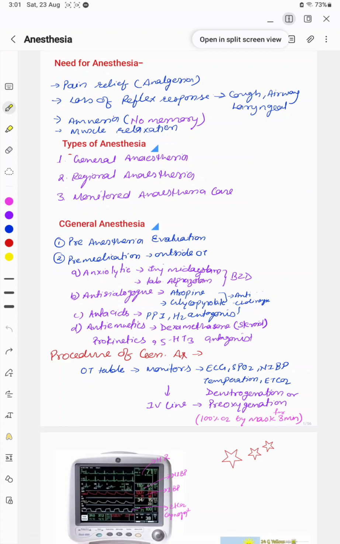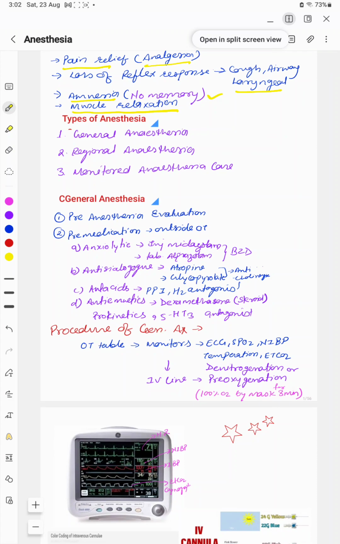This is not important for the exam, but we need to know why we are giving anesthesia. The first thing is pain relief, as analgesic. Second is loss of reflex response like cough, airway, laryngeal. These reflexes we don't need during the surgery. And amnesia, no memory. We don't want to remember the procedure of surgery, so anesthesia helps in this process. And muscle relaxant, we don't want resistance when we do surgery, so anesthesia also relaxes the muscle.